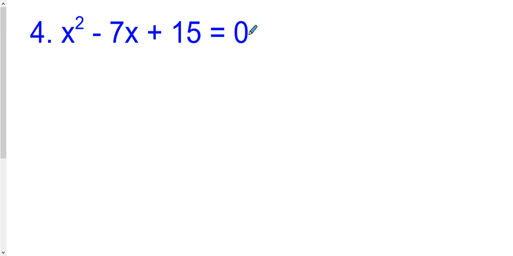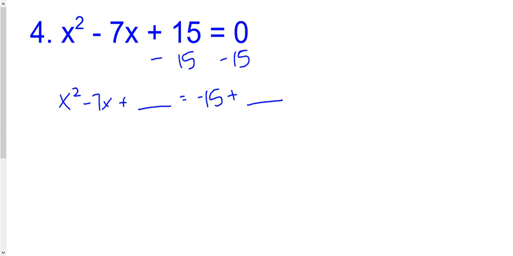All right, number 4. So first thing, I got to move that constant. My steps are all the same. I'm going to move my constant over. Then I take that middle number, which is -7, and divide it by 2. Now here's what happens. -7 doesn't divide by 2 nicely, so we're just going to leave it as -7 over 2. And now I'm going to square it.